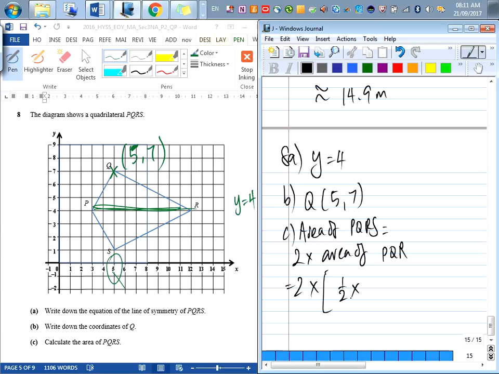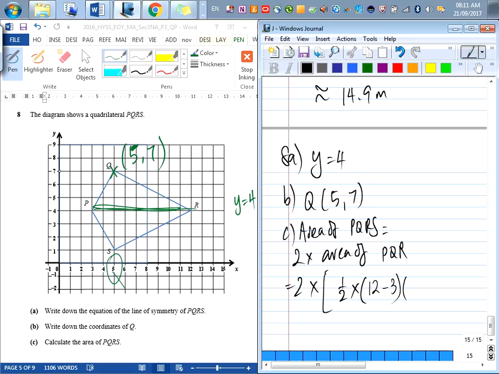It will be half times base times height, or half ab sine C. Which one do you want to use? Half times base times height because we can find the base and the perpendicular height very easily. So what is the base? 9. How do you get 9? 12 minus 3 to get 9, right? Or you can count. But if it is very difficult to count, then it will be 12 minus 3. This is the base. Then times the perpendicular height, 5 or 3.